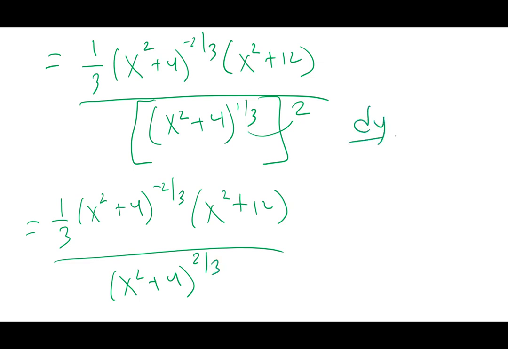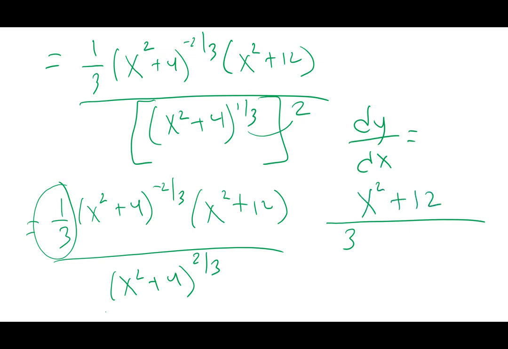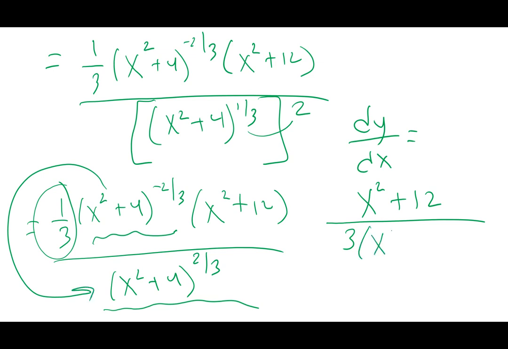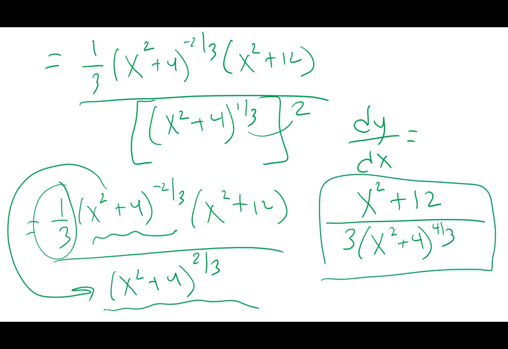So in my final answer, dy dx, it's going to be a fraction. I'm going to take this 1/3 and write it as 1/3. I'm not going to put the 1. Instead, I'm going to leave whatever's in the numerator, which in this case is going to be the x squared plus 12. This is already an x squared plus 4 to the 2/3. This is an x squared plus 4 to the negative 2/3, which means I'm going to move it to the bottom. If I move my negative 2/3 to the bottom, and I already had a 2/3, that's going to wind up giving me a total of x squared plus 4 to the 4/3.